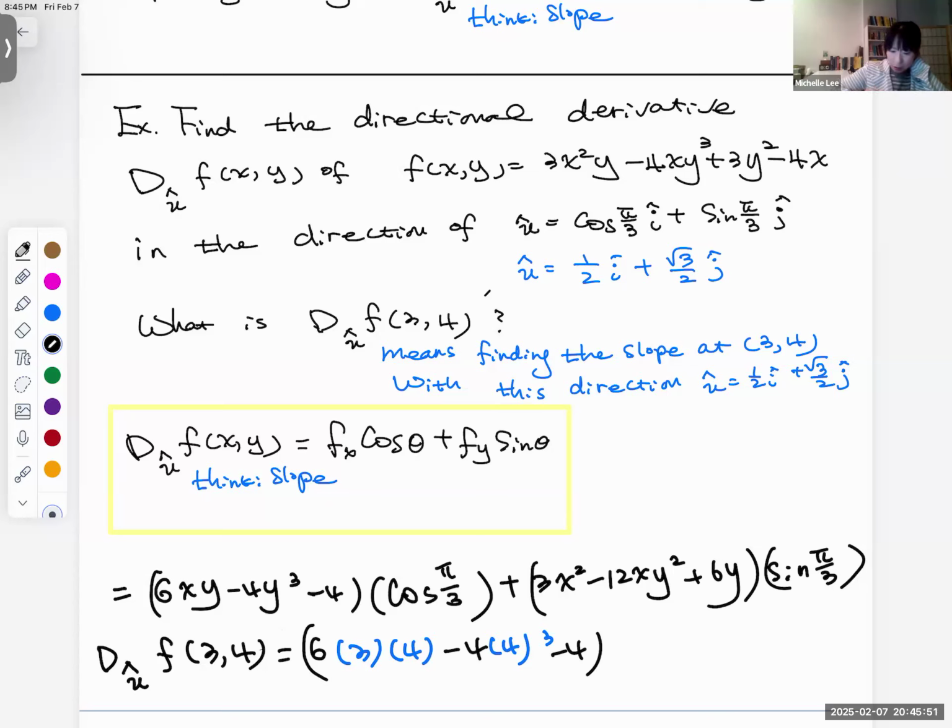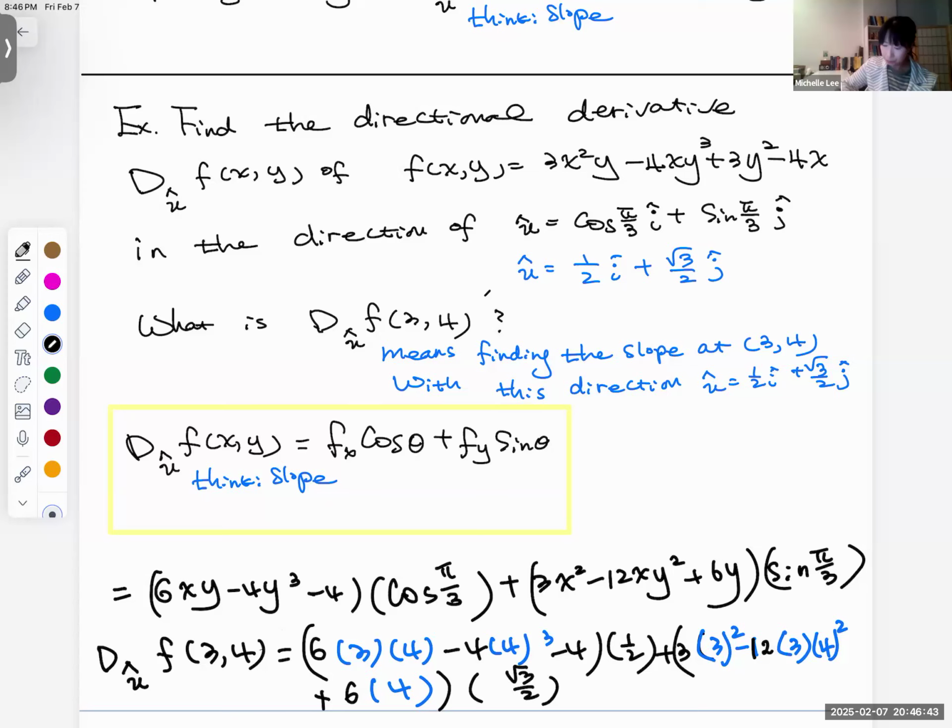Okay, cosine pi over 3, we had earlier 1/2, plus 3x squared, so 3 squared, plus minus 12x, 3y squared, 4 squared, plus 6y, sorry, no space, y, and messy, and sine pi over 3, which is square root of 3 over 2. Okay. Very messy.